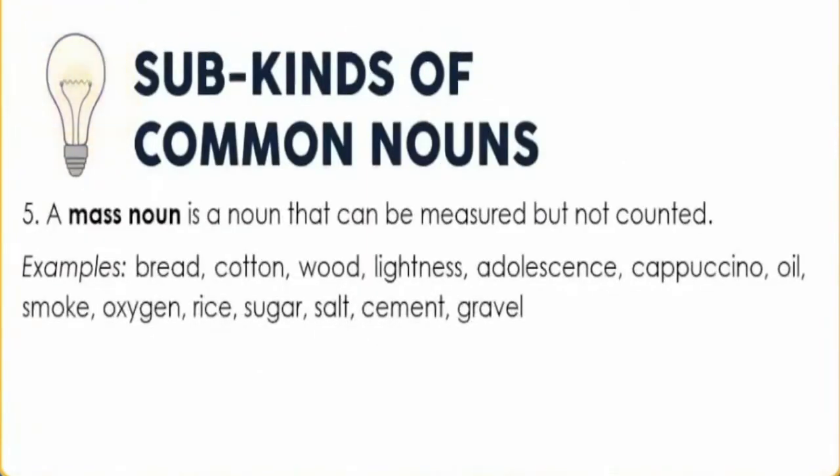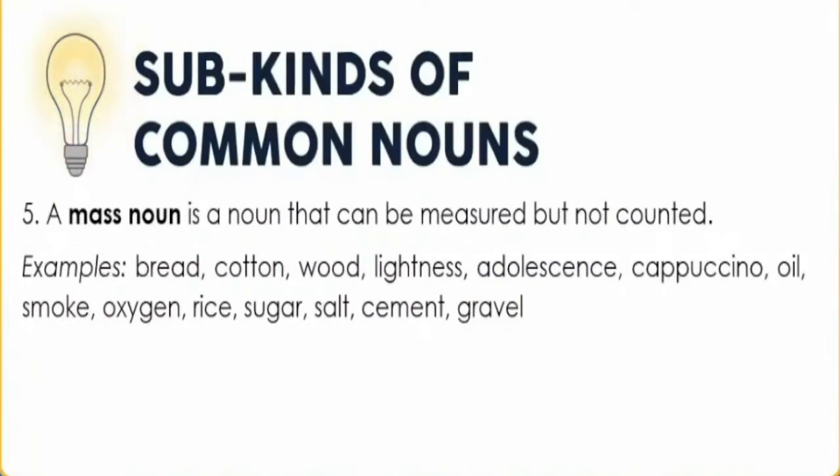The last one is mass noun or uncountable noun. I've touched on this one a while ago in the diagnostic opening activity natin, yung mga uncountable nouns. I provided examples kanina. So ito yung iba pang examples. Ito yung mga hindi nabibilang but can be measured. Can be measured but can't be counted. Example, bread, cotton, wood, lightness, adolescence, cappuccino, smoke, oxygen, air. Kanina may nagsabi ng air kanina. That's a right example of mass noun or uncountable noun.